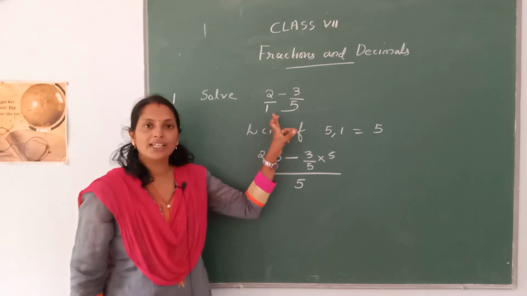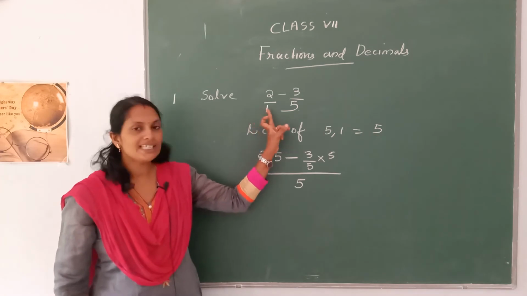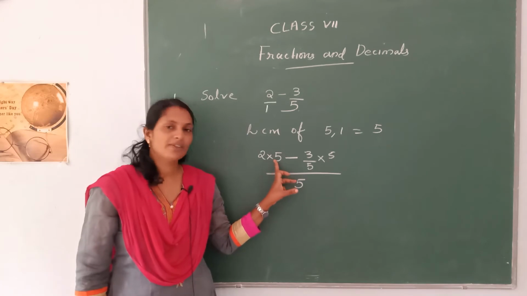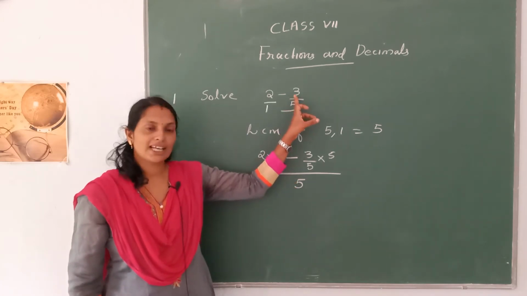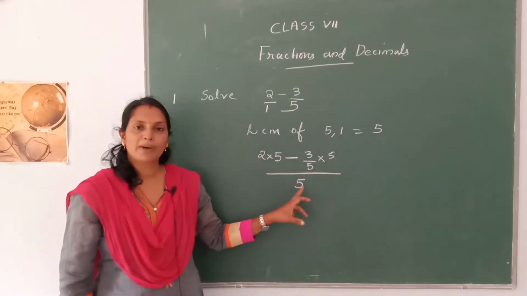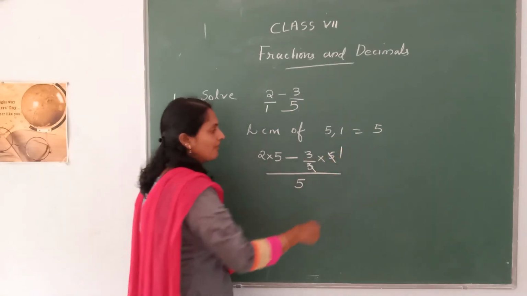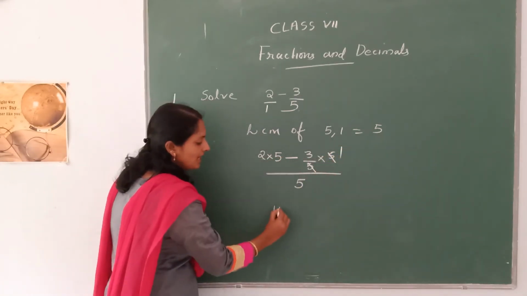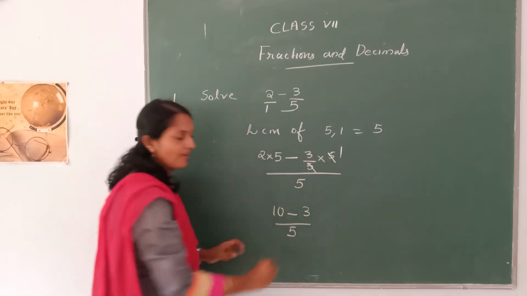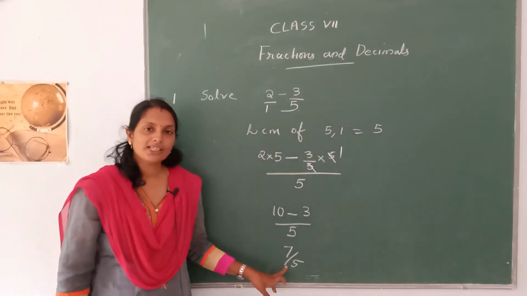First you find the LCM of the denominators, that is 5, and multiply each term by that LCM. First term 2 multiplied by that LCM, and you consider the second term 3 by 5 and multiply by the LCM, whole divided by LCM. Then cancelling this 5 and 5 we get 1, then 2 5s are 10 minus 3 1 is 3, whole divided by 5. 10 minus 3, you know that is 7. Then the answer is 7 by 5.